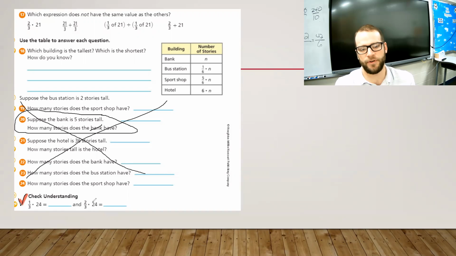So check for understanding. Do you understand how to find a third of 24? Do you understand that fractions of something is multiplication is your operation when you're finding a fraction of something? So you're going to find 1/3 of 24 and you're going to find 2/3 of 24. And we're going to come up with those answers. Okay. So first of all, if you haven't done so already, try those right now. Pause the video and try those.